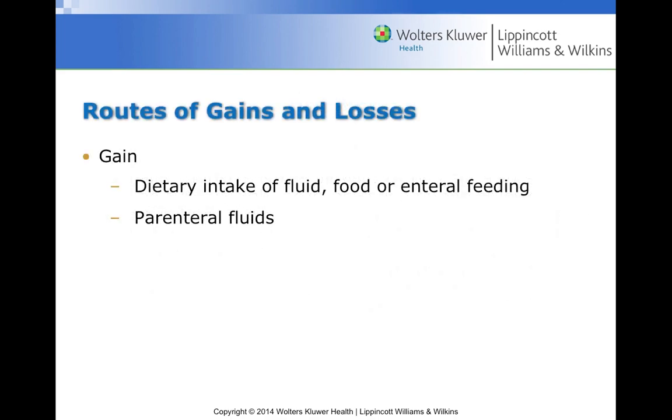Now, let's look at some routes of gains and losses. Water and electrolytes are gained in various ways. Healthy people gain fluids by drinking and eating, and their daily average I and O of water are approximately equal. When we look at the kidneys, the usual daily urine volume in an adult is about 1 to 2 liters. A general rule is that the output is approximately 1 mL of urine per kilogram of body weight per hour. And that is in all age groups.